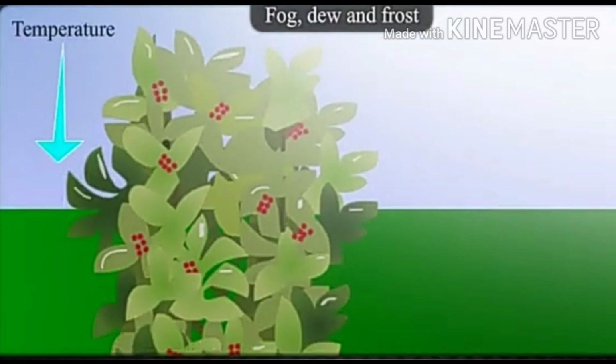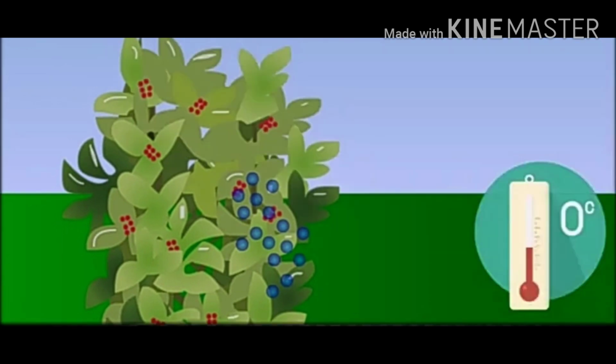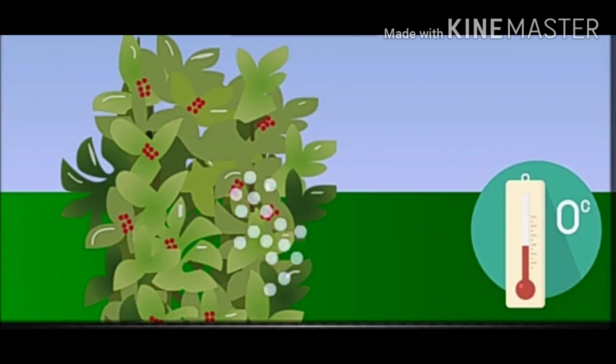If the fog contacts a very cold object, condensation takes place and it turns into very small droplets, and these droplets stick to the surface of the cold object, which is called dew. If the temperature of the air is less than 0 degrees Celsius, the water droplets stick to the surface of the cold object and freeze. Children, these frozen water droplets are called frost.